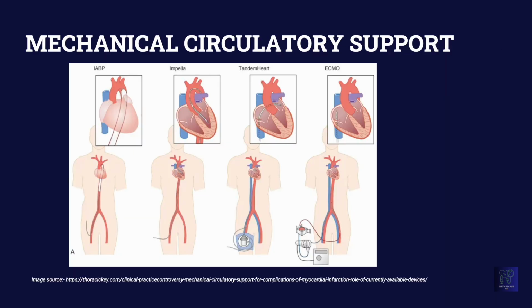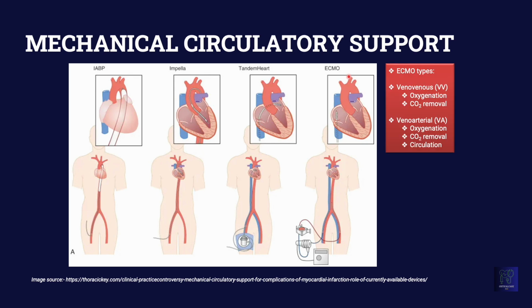Mechanical circulatory support is commonly used in cardiovascular ICU. Commonly used devices are intra-aortic balloon pump, Impella, and ECMO, which stands for extracorporeal membrane oxygenation. Tandem heart is not commonly used. Let's talk a little bit more about ECMO. There are two types of ECMO: veno-venous, in which venous blood goes through an oxygenator and another chamber where carbon dioxide is removed, and this oxygen rich blood is put back into the venous circulation. That goes through the heart, which pumps it to the rest of the body. So, veno-venous ECMO is replacing the function of the lungs.